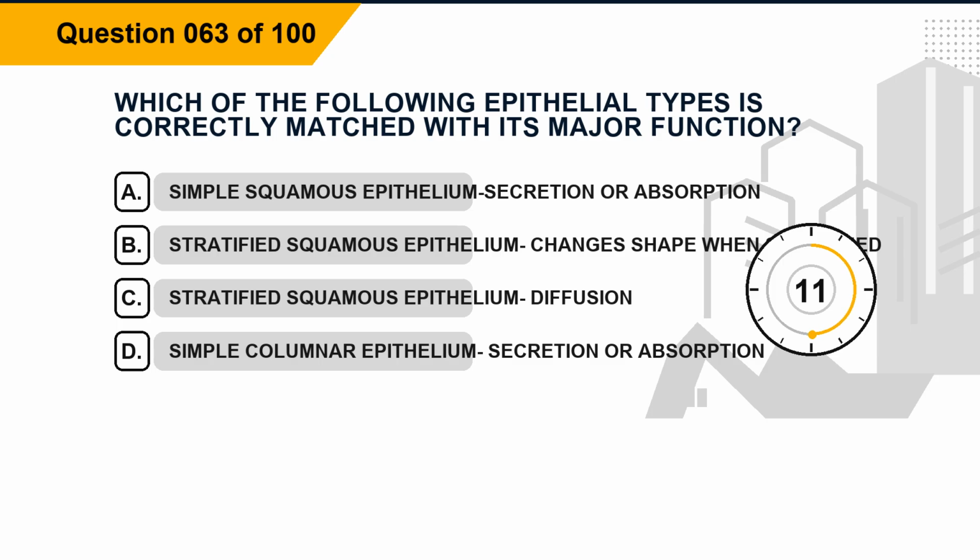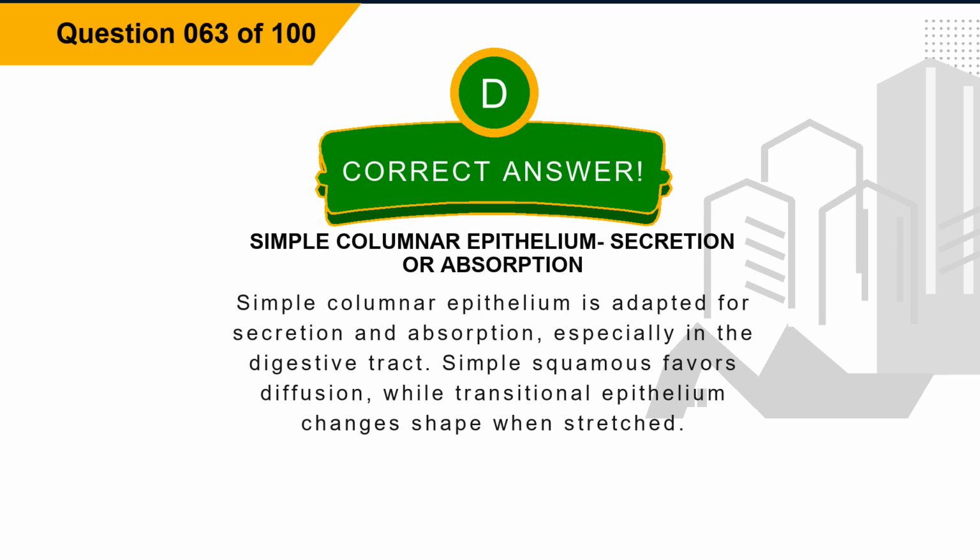Option B, stratified squamous epithelium changes shape when stretched. Option C, stratified squamous epithelium diffusion. Option D, simple columnar epithelium secretion or absorption. The correct answer is option D, simple columnar epithelium secretion or absorption. Explanation: simple columnar epithelium is adapted for secretion and absorption, especially in the digestive tract. Simple squamous favors diffusion, while transitional epithelium changes shape when stretched.